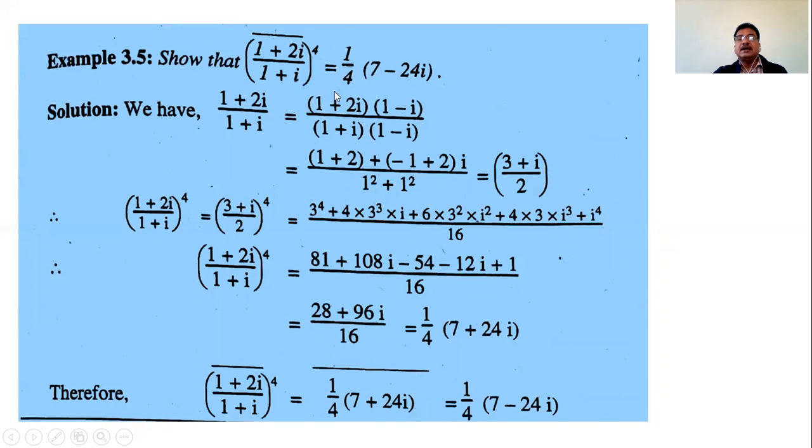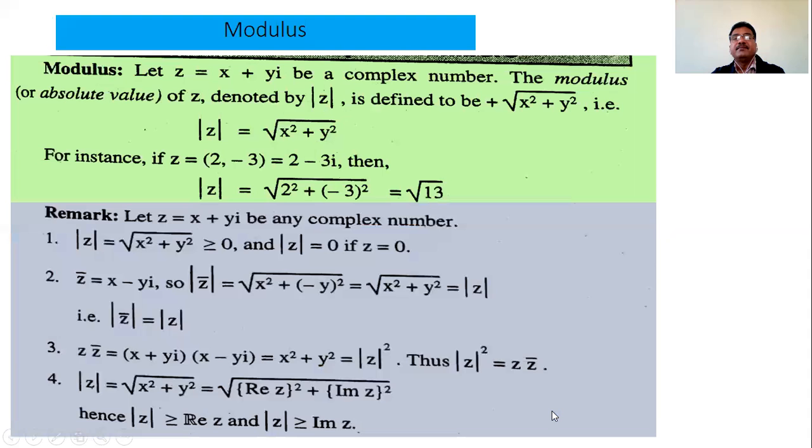And then we have the answer (1/4)(7 + 24i). So what is its conjugate? Then we have to find its conjugate. Just write the minus sign here: (1/4)(7 - 24i). So in the next lecture, we will see the definition of modulus and argument.